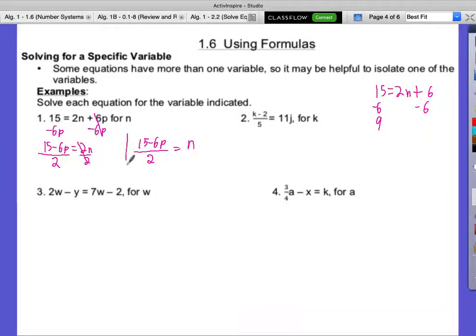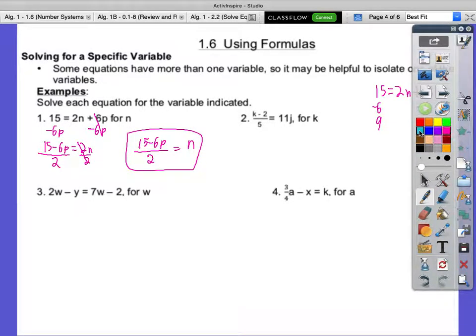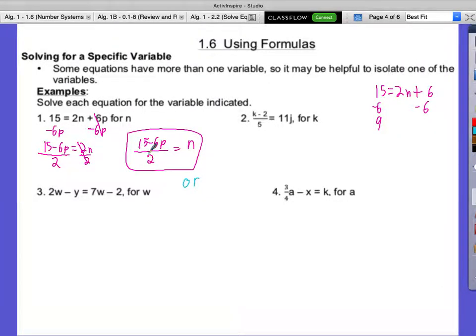You can leave it like that. I'd be fine with that because 2 doesn't go evenly into all of that. Or, if you guys wanted, you could split up this fraction into 15 over 2 minus 6p over 2 equals n. But hey, wait, can we actually reduce this 6p and 2 now? Yeah, so you can do 15 over 2 minus 3p is equal to n. If you wanted to, you could write your answer either of those 2 boxed ways, okay? Whichever one you want is fine by me.